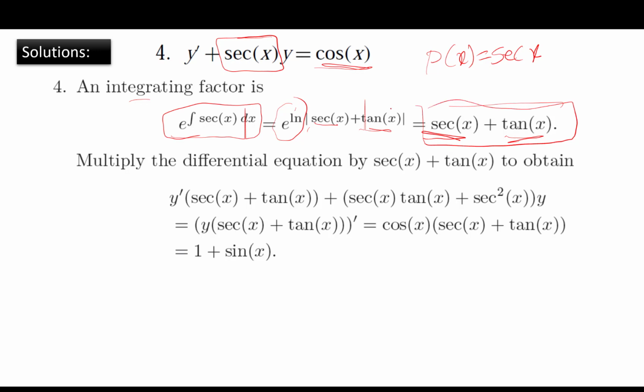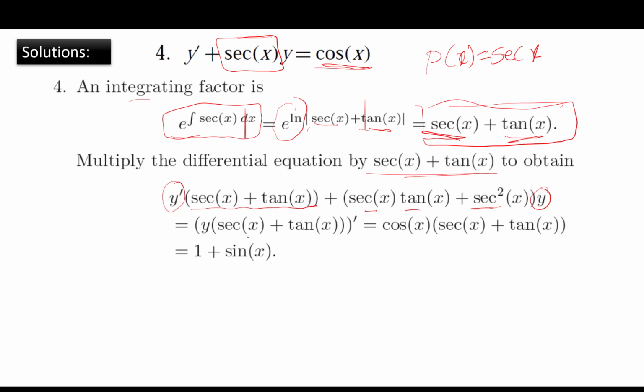Multiplying the differential equation by this integrating factor, we are going to obtain y prime times sec plus tan, and here we have sec plus tan times sec squared x times y. This is y here, and we are going to multiply by sec. So we are going to have sec tan and here sec squared, that's right, equals to... we're going to rearrange them.